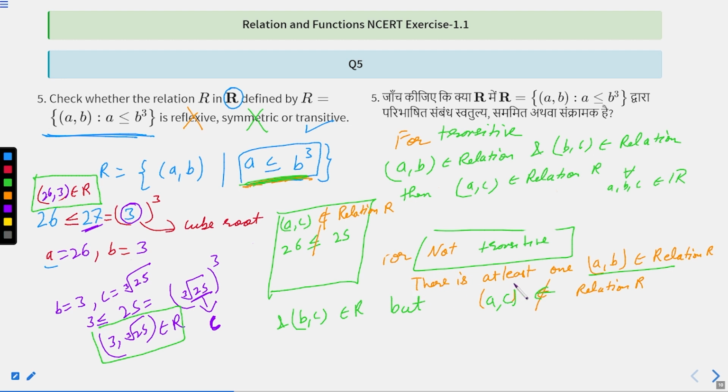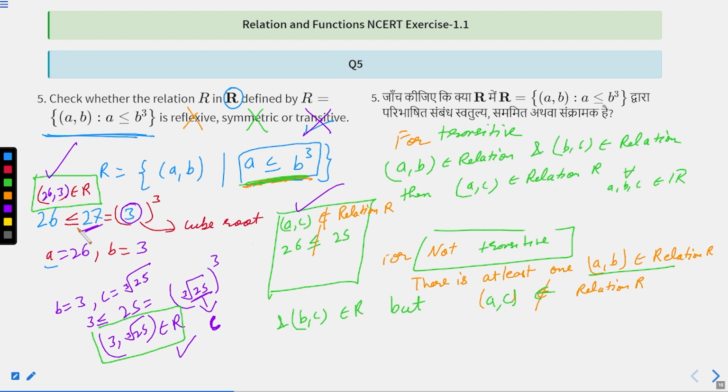Why? Because there is at least one (a, b) belonging to R and (b, c) belonging to R, as we saw, but (a, c) does not belong to R. So from this we can say it is also not transitive. So it is neither reflexive, symmetric, nor transitive. I hope you understood it.